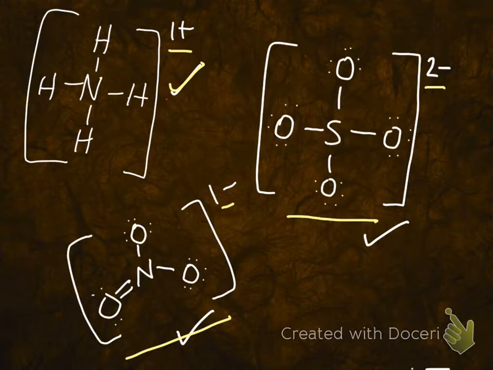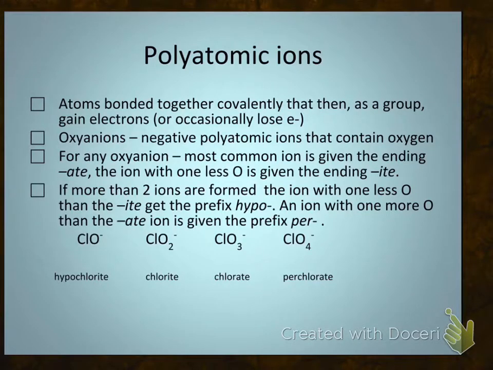Well, here's the thing about polyatomic ions. They form ionic compounds just like monoatomic ions. Really, isn't that remarkable? So just as a recap, they're atoms that are bonded together covalently and have lost or gained electrons.